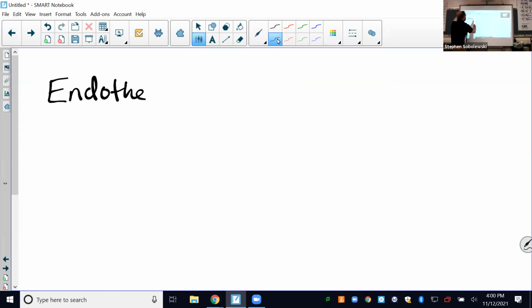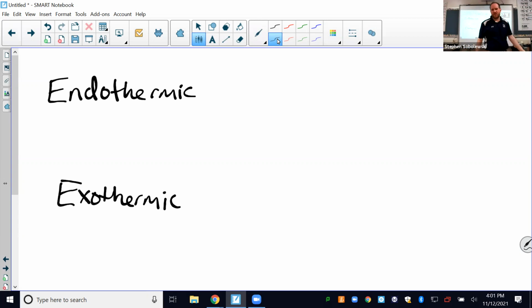Endothermic and exothermic. These are adjectives to describe changes. And in this case, we're going to talk about phase changes in the context of endothermic and exothermic. Well, thermic obviously means heat. Endo versus exo. Think about some of the words you might know that start with endo.